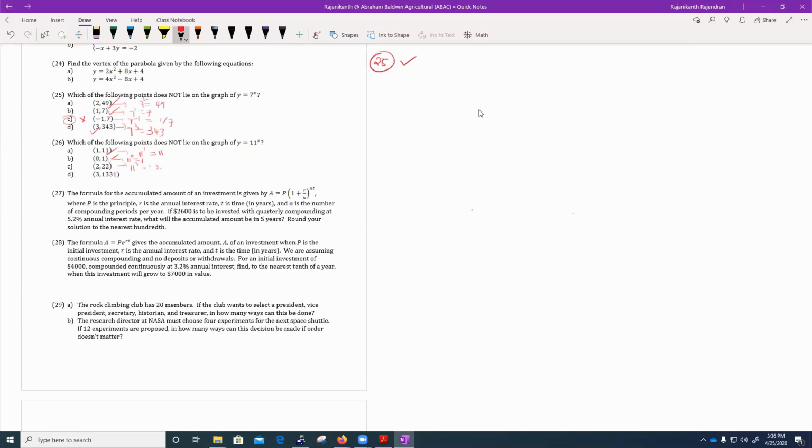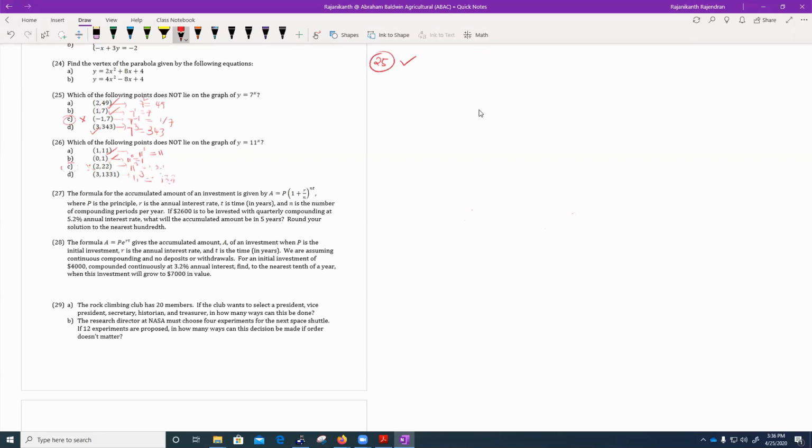That is 121, not 22. So this is not correct value. So it is not going to be on the curve. This one, my x is 3, so 11 to the power 3, yes, it is 1331. Therefore, the correct answer is C again.